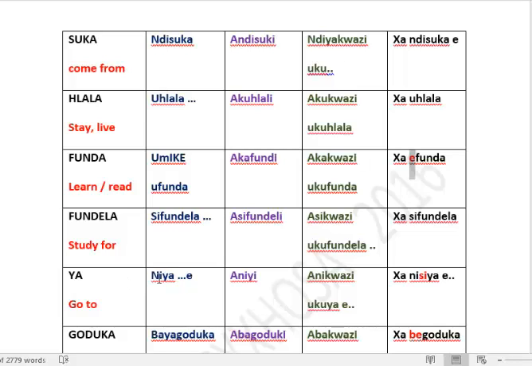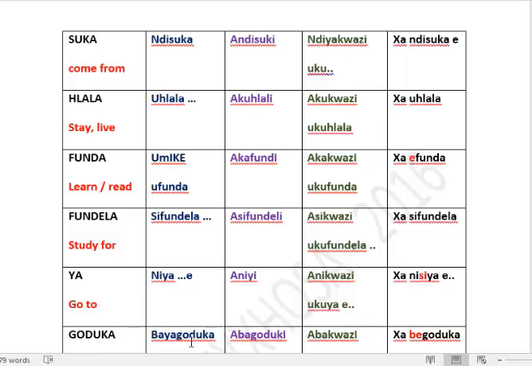Ya, go to. Niya, you are going to. Aniyi, you are not going to. Anikwazi ukuya, you are not able to go to. And xa ni siya, the si, when you go to, let's say, a library, the little verb ya being one syllable, and there are more, will have a si which will creep in between.